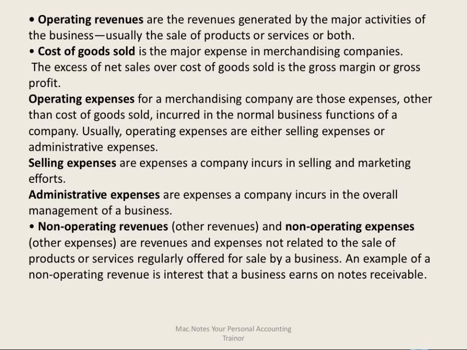So, some new terms. Operating revenues are revenues generated by the major activities of the business, that is, the sale of products, or services, or both. The cost of goods sold is a major expense in a merchandise company. The excess of net sales over the cost of goods sold is called the gross margin, or sometimes gross profit. All of these are new terms for you. Operating expenses for a merchandise company are those expenses other than the cost of goods sold, incurred in the normal business function. That's the rent and the salary. They're broken into selling expenses and administrative expenses. There's a section 2 for non-operating expenses.